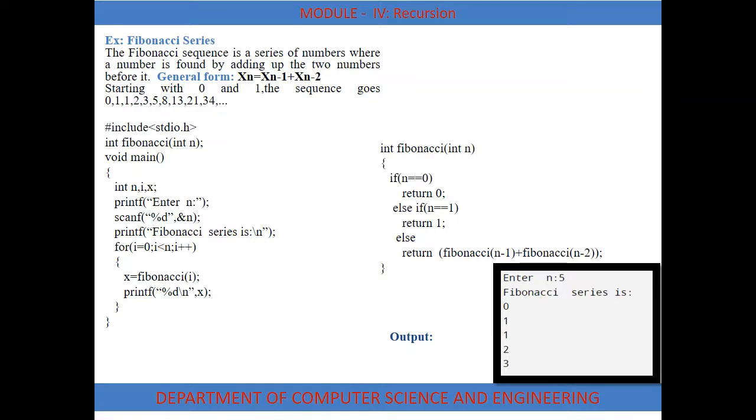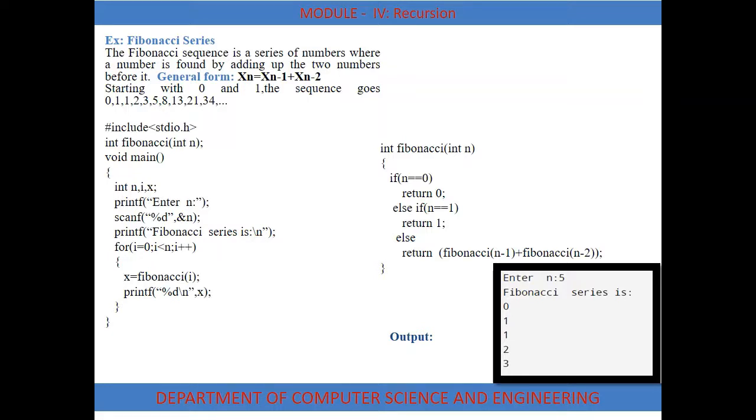For example, if I consider n is equal to 3, first two numbers are fixed, that is 0th term is 0, first term is 1. So first two values are fixed, 0 and 1. Now in order to get the third term, we need to add previous two values, that is 1 plus 0. So the third value is 1. So now for n is equal to 3, the Fibonacci series are 0, 1, 1.